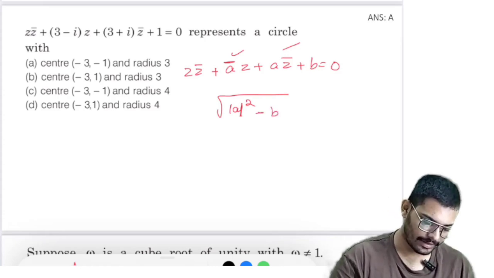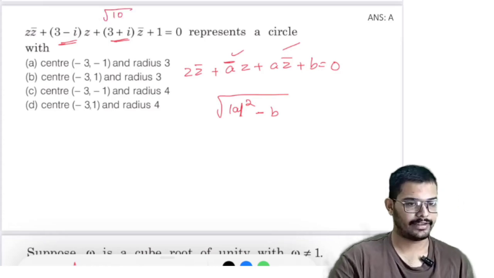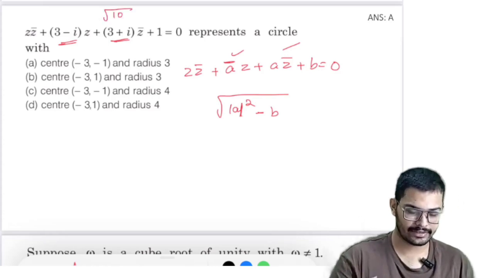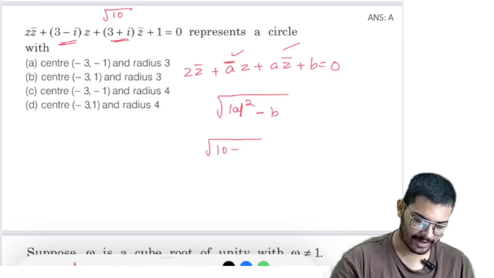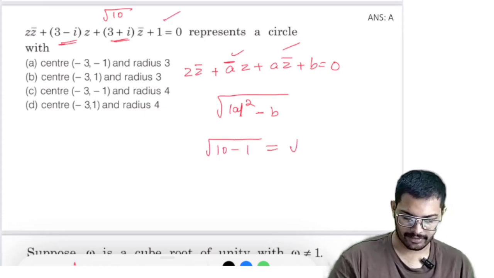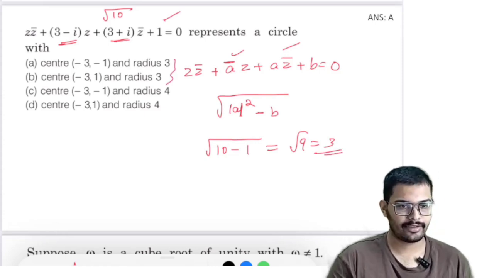In our question, what is the modulus of this thing? It is root 10, square root of 10. 9 plus 1 is 10. So the square of the modulus will be 10 minus the b value, which is 1. That is root 9, which is 3. So the radius is 3. So this, any of this will be the answer.